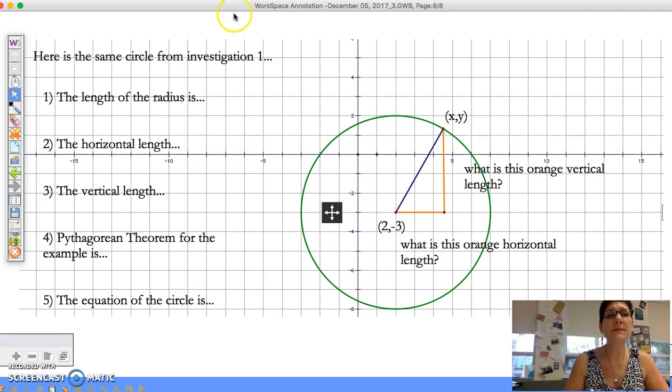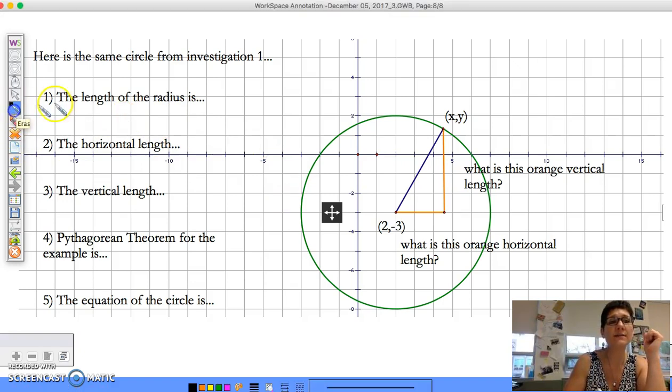Okay, so here we are. This is the same circle from investigation number 1. So you were asked a couple of things about it. And if you remember, the length of the radius you should have found out was 5. So the length of this was equal to 5. And you'll notice this time I put a segment on there, somewhere on a random point on the circle, and I called it XY because I don't know what it is.